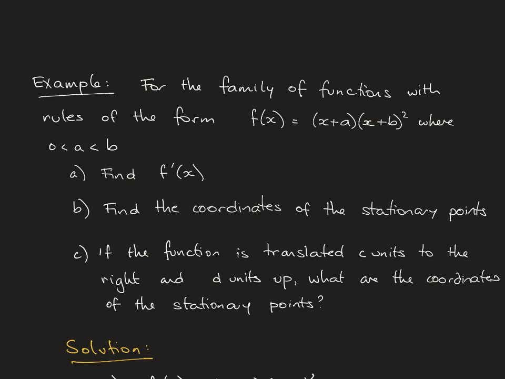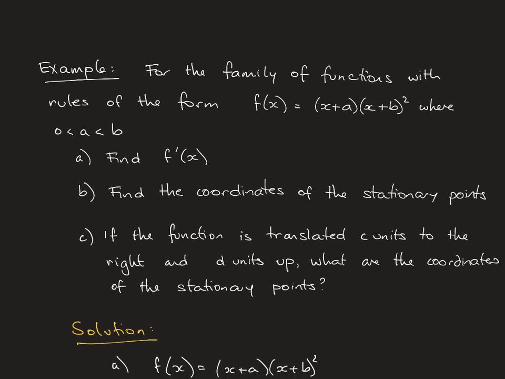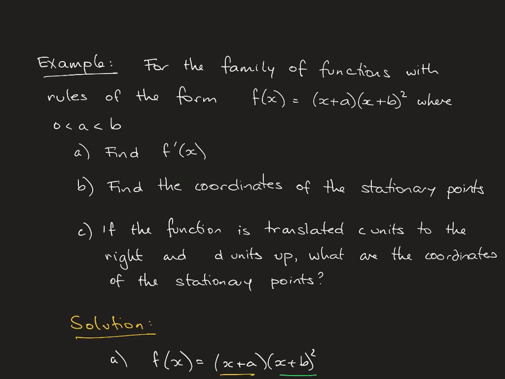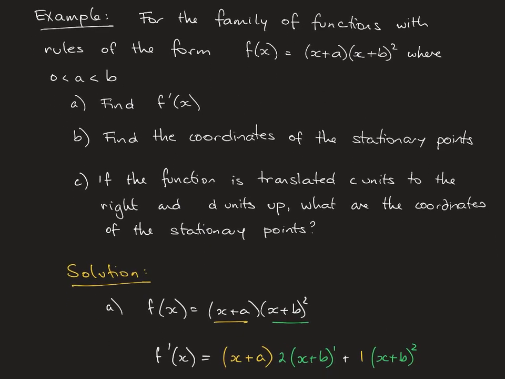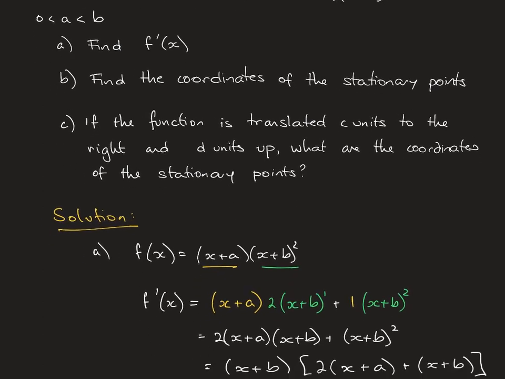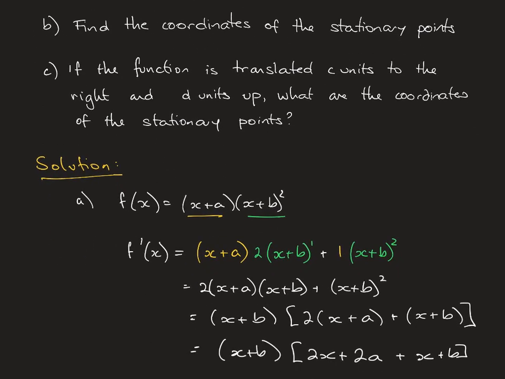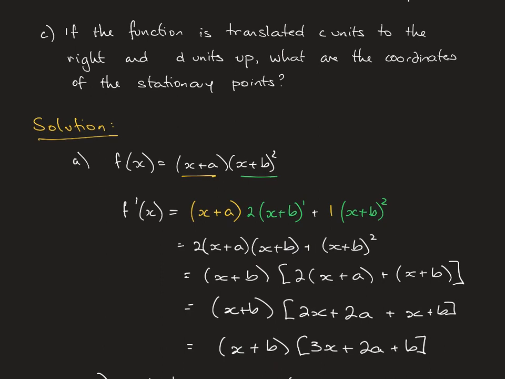So the first thing we need to do is to find the derivative. And the function that we've got is two functions multiplied together, two linear functions. And this is a linear inside a power function, so we're going to need to use chain rule for this. So if we go ahead and differentiate that, which is what I've done here, take out common factors and pull things together.